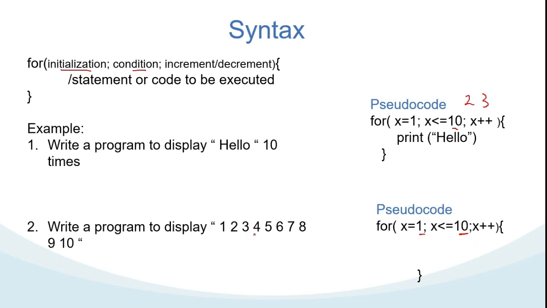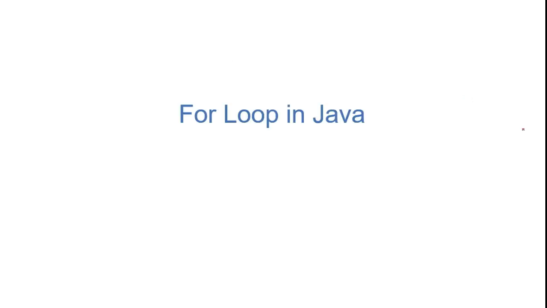Second example, you are asked to display the number. So instead of writing hello under print, we will print the number, which is the X itself. We want to display this 1 up to 10 here. Now let's convert the pseudocode to Java programming.